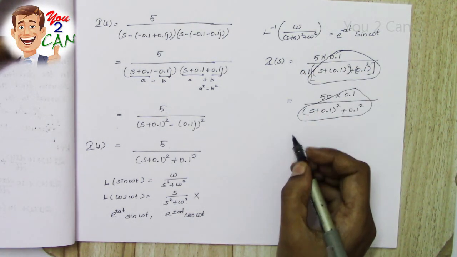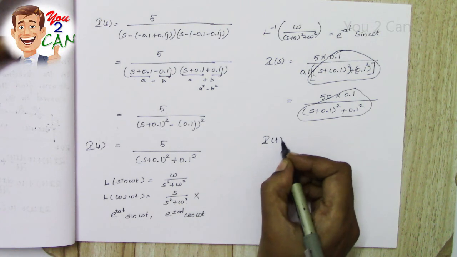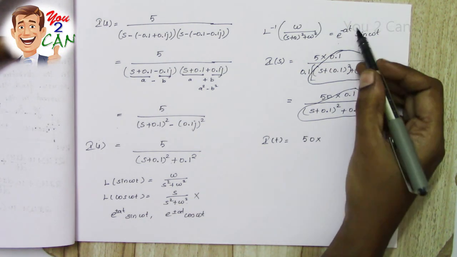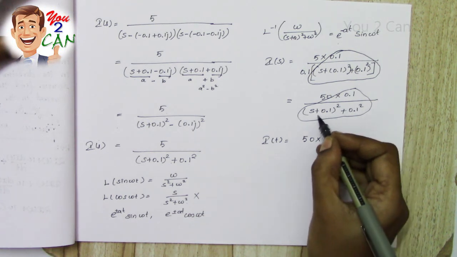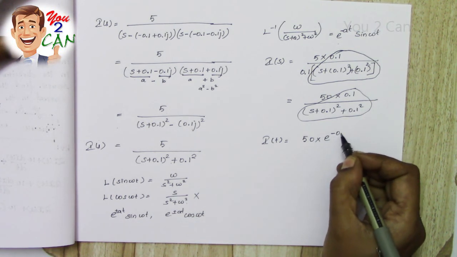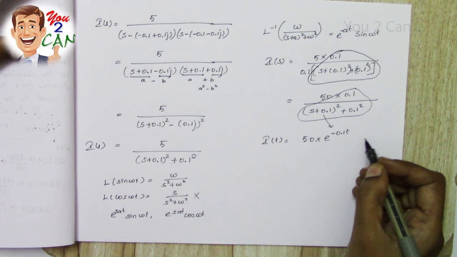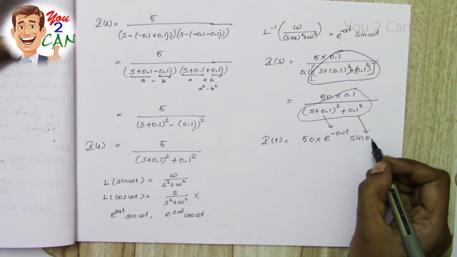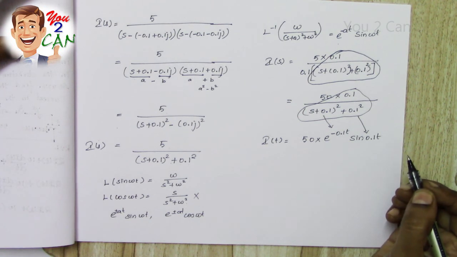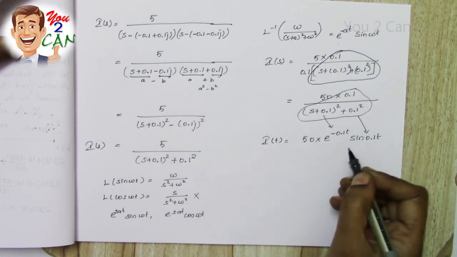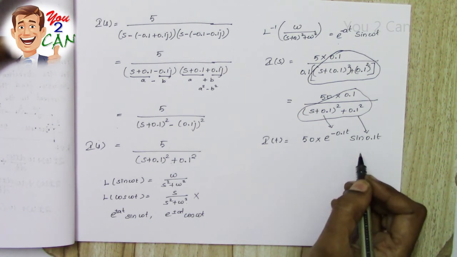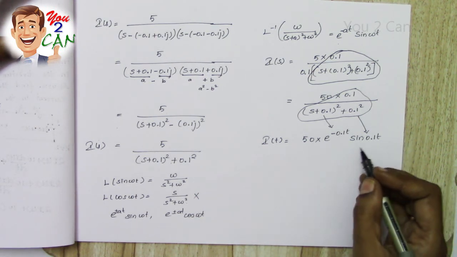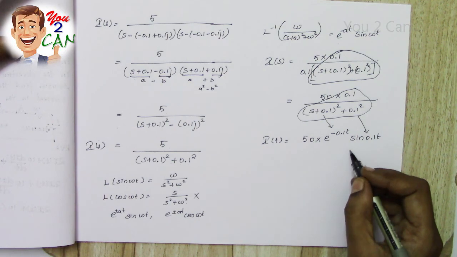Okay, now what will be the Laplace inverse, I of t? 50 into e power minus at, so it is e power minus 0.1 t into sine of omega t, that is sine of 0.1 t. Okay, hope this method is very easy compared to that method. You can follow any method whichever you like. Okay, hope you have understood this problem.